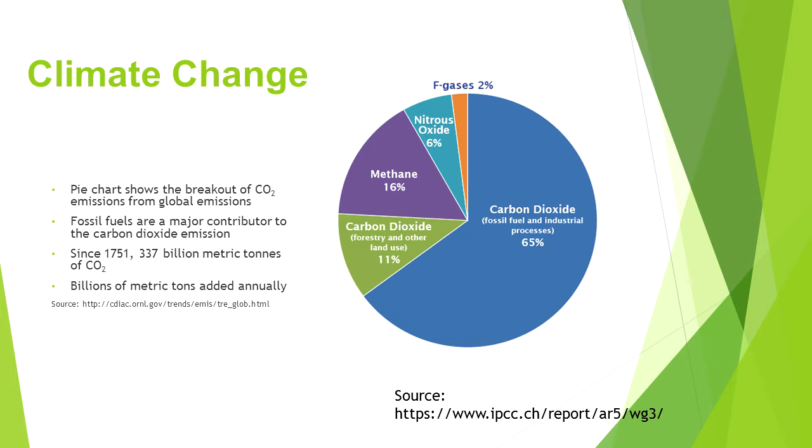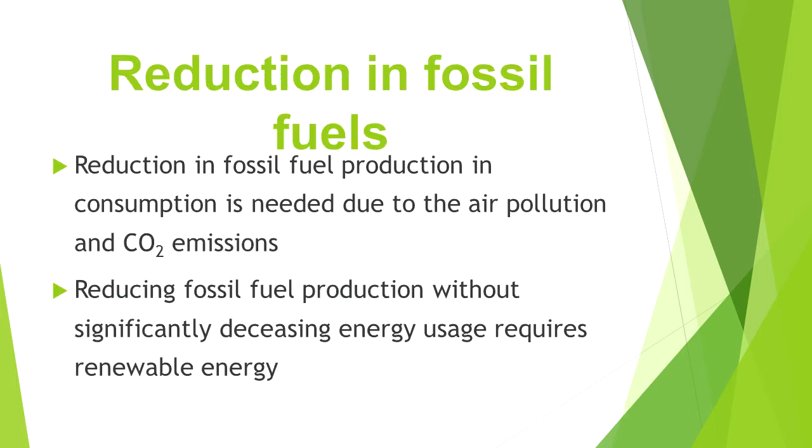The CDIAC found that since 1751, 337 billion metric tons of CO2 have been put into the atmosphere, and we're putting billions of metric tons added annually. As such, we need to see a reduction in fossil fuel production and consumption, and we can do this by increasing renewable energy so that we don't have to significantly decrease our energy usage.